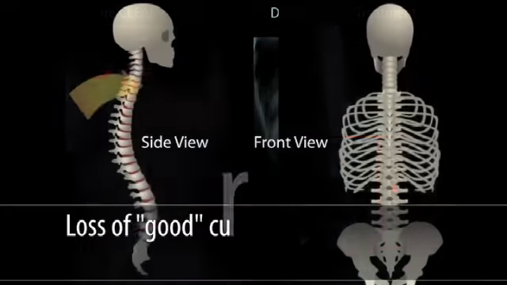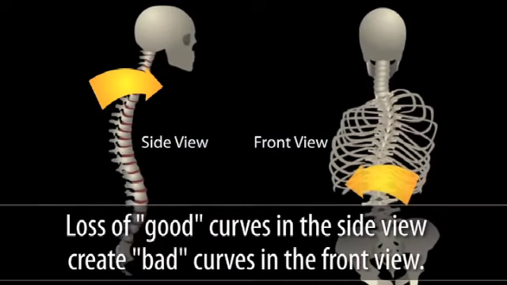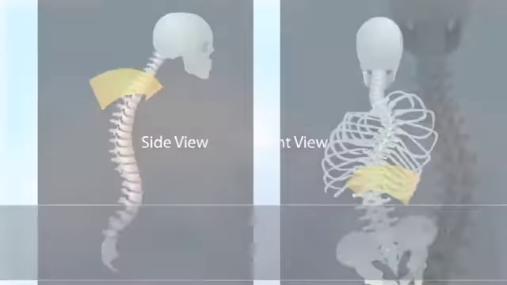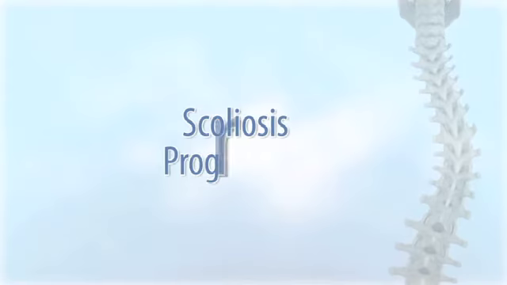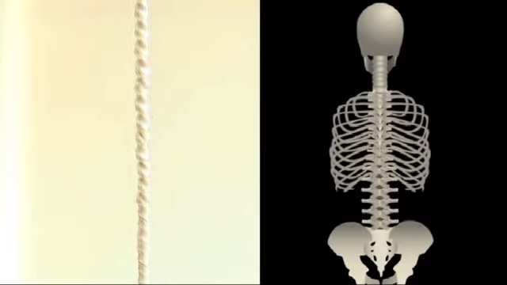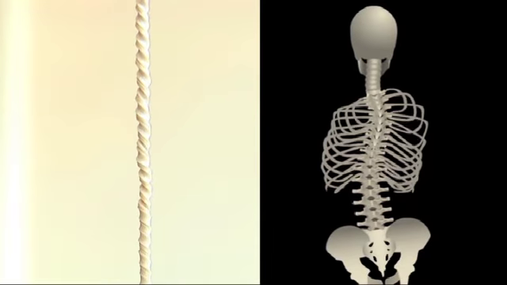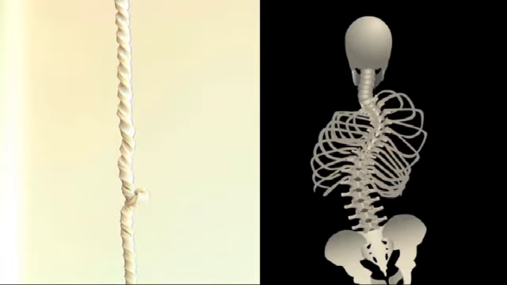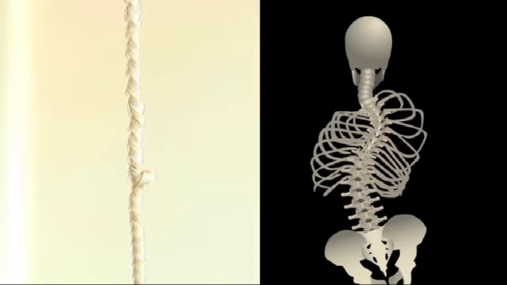The loss of curves in the side view of the spine creates the scoliosis curves in the front view of the spine, resulting in spinal cord tension. In the progressive stage of scoliosis development, the spinal cord tension causes the spine to continue to twist and buckle to the side, resulting in ribcage rotation and rapid increase in curvature.